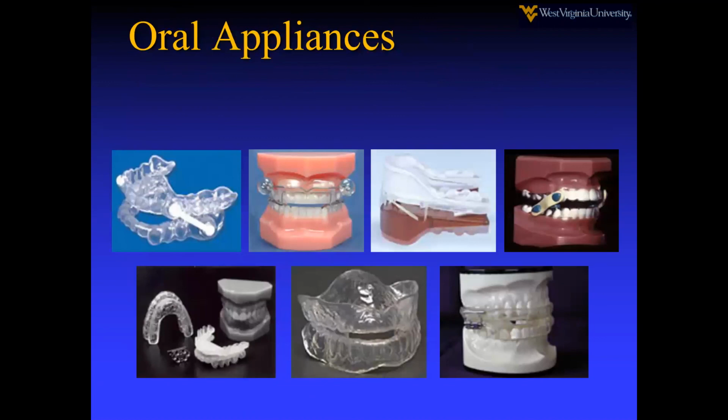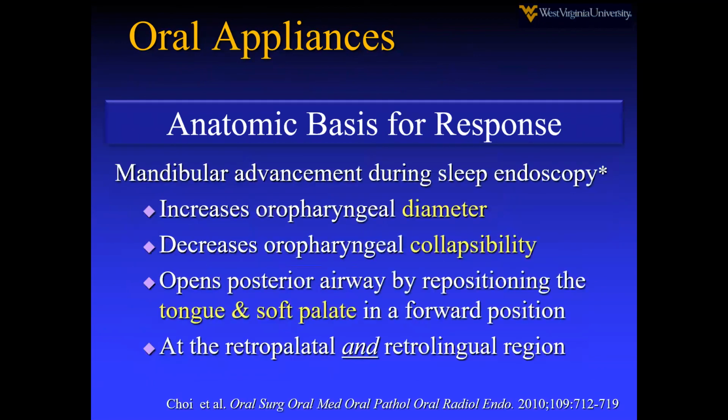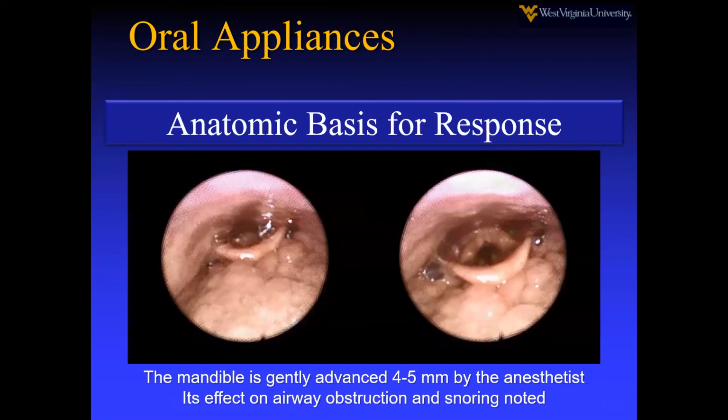And then oral appliances or oral appliance therapy. There's an anatomic basis for why this works. Cephalometrics has shown why it works, CT scan, MRI, awake supine endoscopy, and even sleep endoscopy. So what it does, increases the oropharyngeal diameter, decreases collapsibility by putting a stretch on the lateral pharyngeal walls, opens both the retrolingual and retropalatal airways. Not everybody, and so that's why you check ahead of time, because sometimes it just opens the tongue base but not the palate. And in the patients for whom it works, it treats both the retropalatal and retrolingual obstruction.